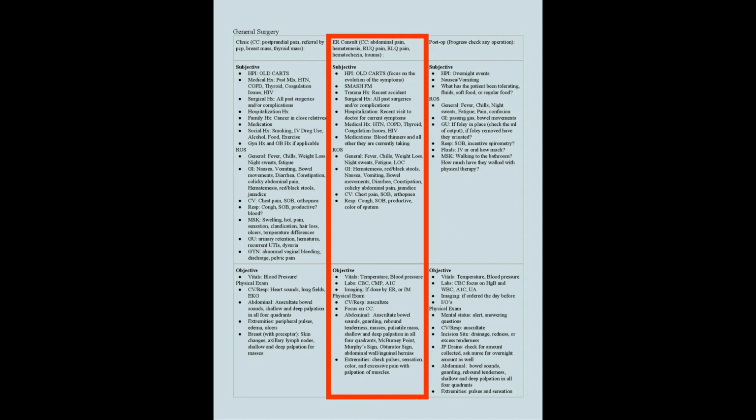But what you really want to focus on in a more acute situation is trauma, and if they're just in an accident, a recent surgical history, same thing as before, any hospitalizations, if they recently went to another hospital or a doctor because of these same symptoms, and if it got better or worse, or why they're here now. Again, you want to go over their medical history, hypertension, COPD, coagulation issues.